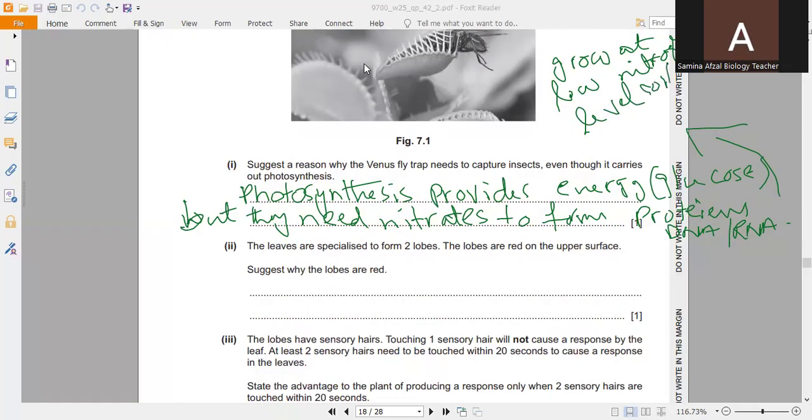Next, the leaves are specialized to form two lobes. The lobes are red on the upper surface; suggest why the lobes are red. You know that in plants, the large petals are colorful, and colorful petals always attract insects. In this case, the same reason applies: the red coloration acts as a visual lure. Insects are attracted to the pigment, mistaking the lobes for flowers or a source of food, which draws them into the trap.